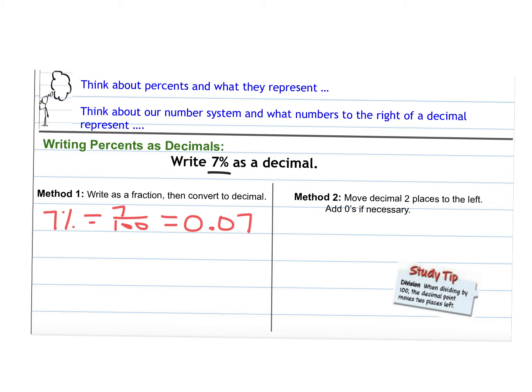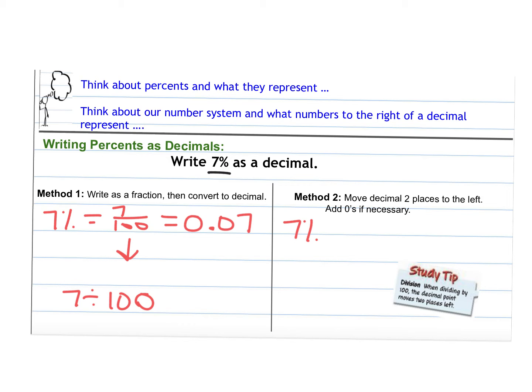Method 2 is just moving the decimal 2 places to the left, because really what we're doing, 7/100, is the same as taking 7 and dividing by 100. And when we divide by 10 or 100 or 1,000, we're really just moving the decimal however many zeros there are. So 7%, and we move the decimal 2 places to the left.